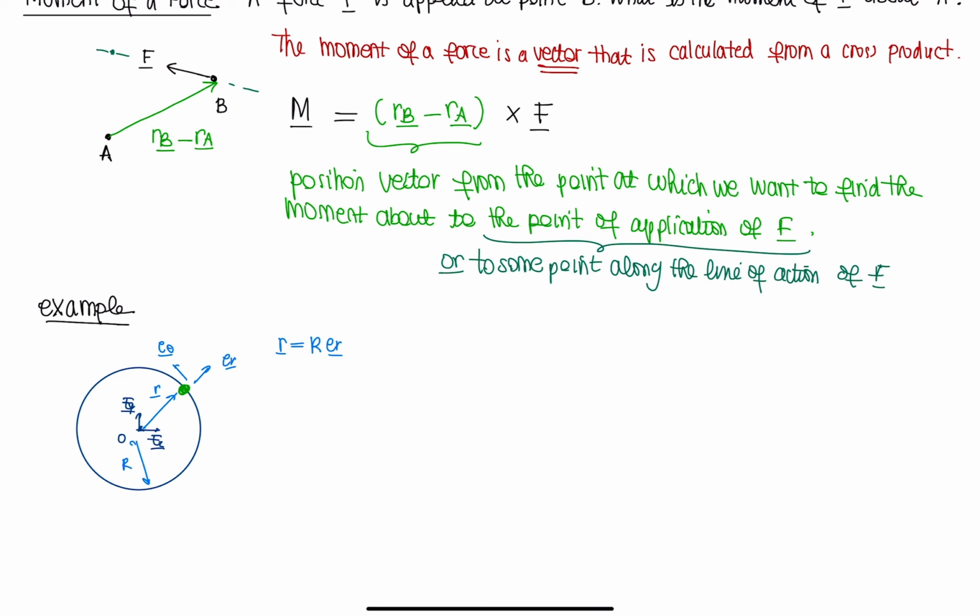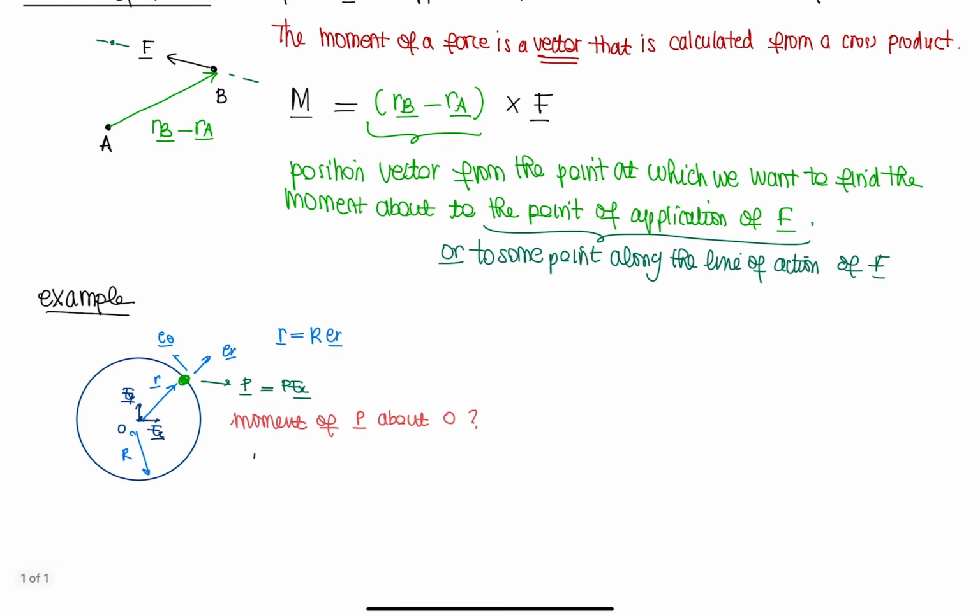And let us have some force P that is just horizontal, acting on the particle. What is the moment of P about the origin O? And P is acting on the particle, right? So that would just be M is equal to the position vector from O to the particle, which is just the position vector of the particle, right? R crossed with the force P, which is RER crossed with PEX.